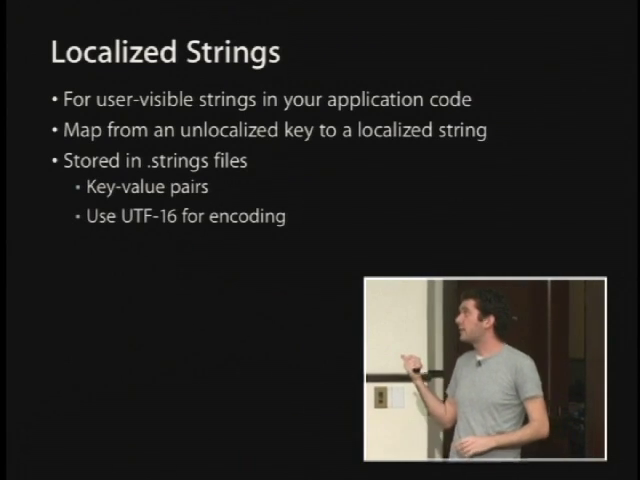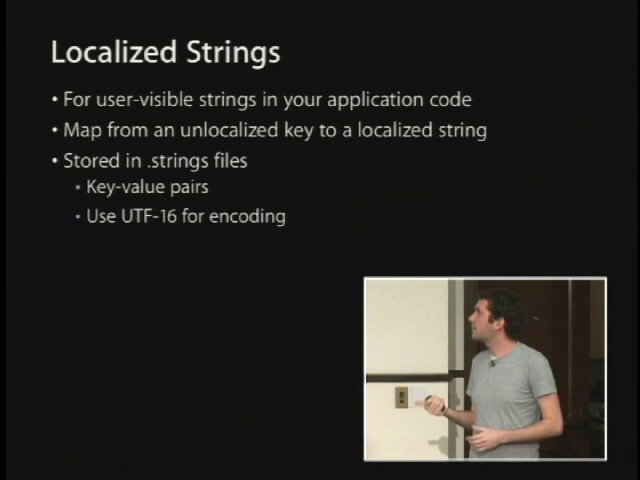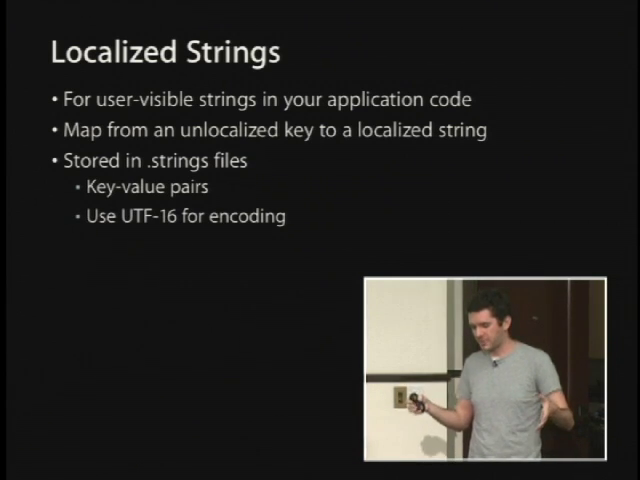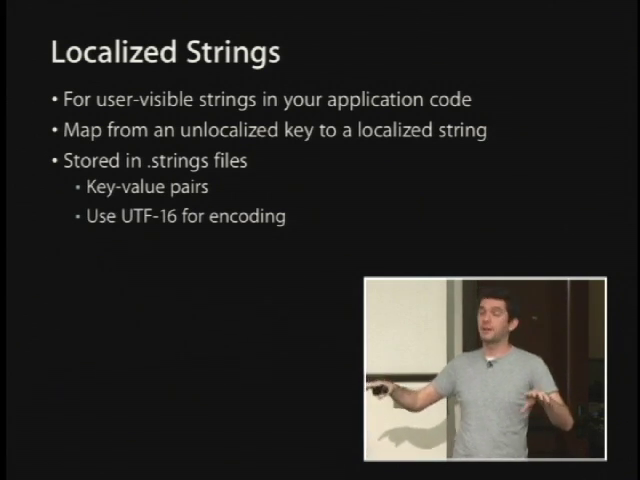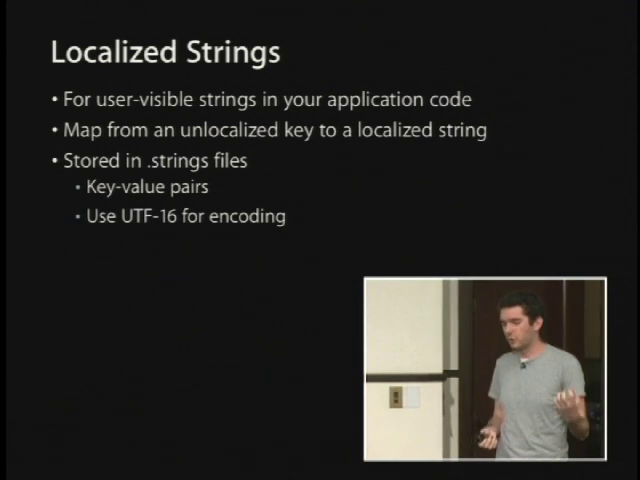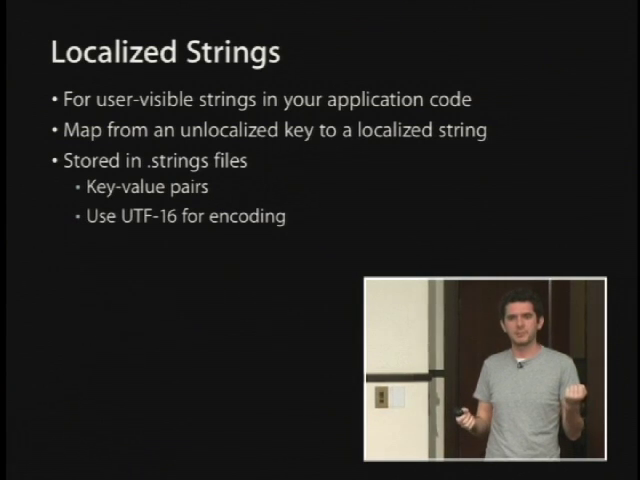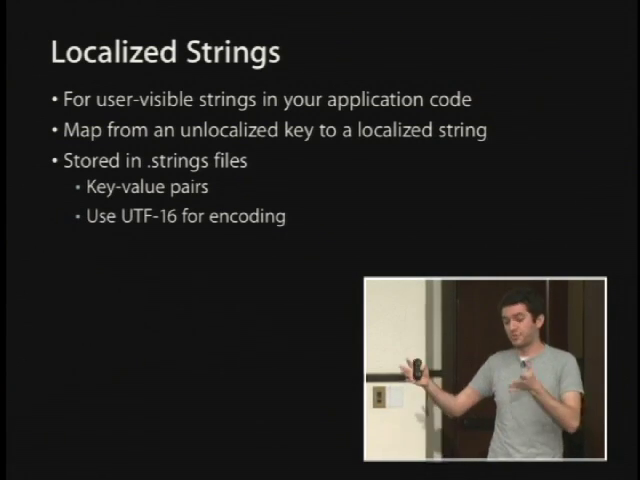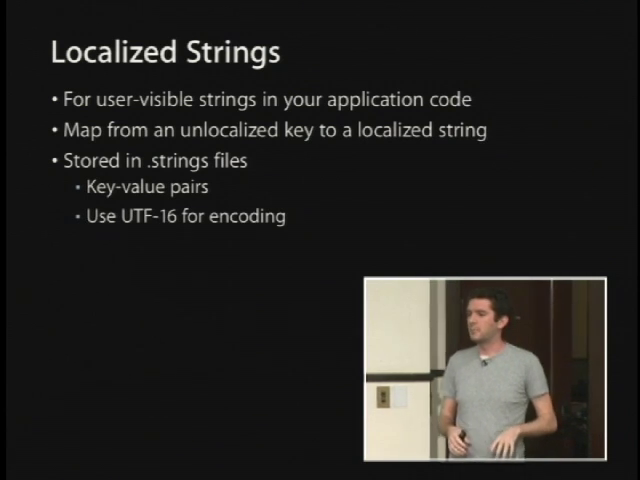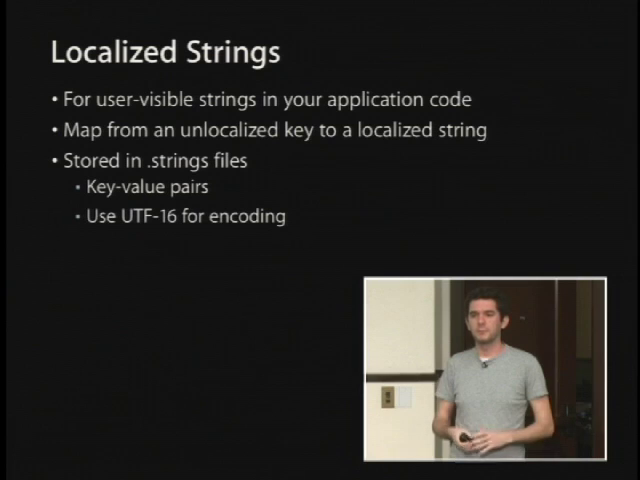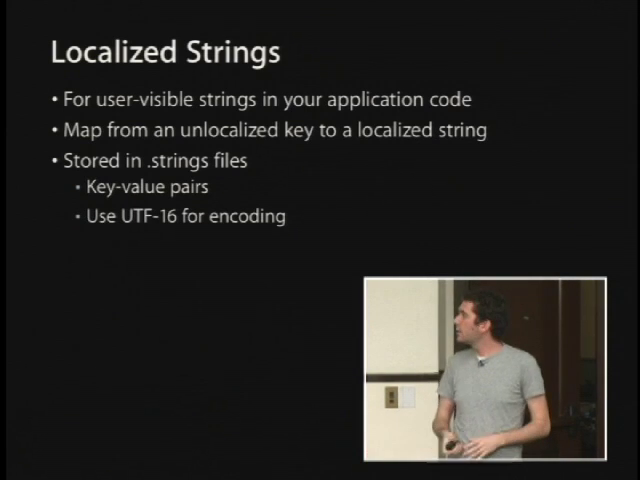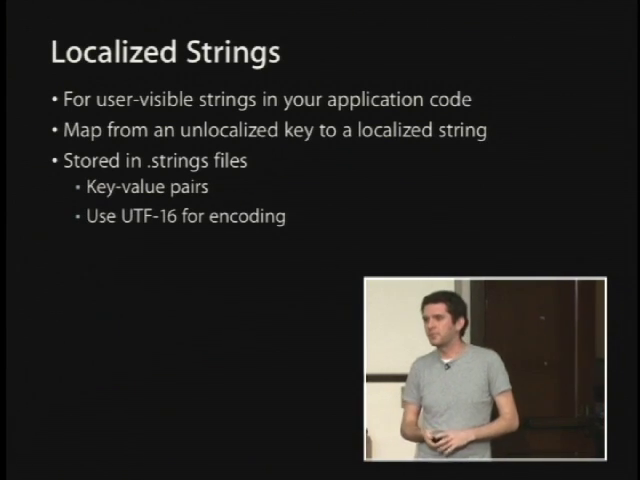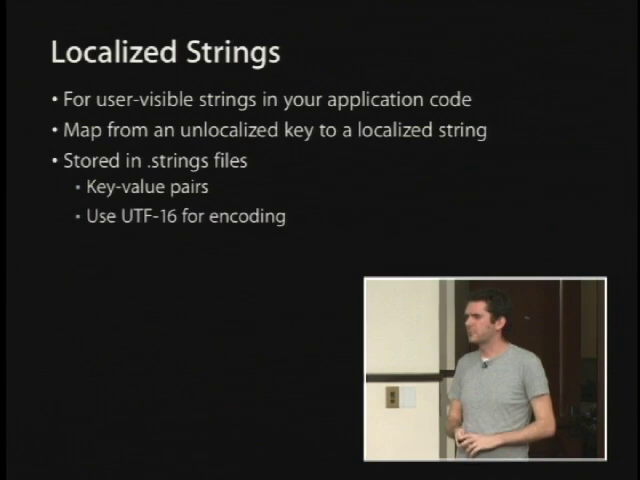For your localized strings files, you'll have these files that map from a string that you'll have in your code to whatever the string is that'll be displayed at runtime to the user. Basically, the unlocalized key, which is usually the same text as whatever the string is, but in your original language. And then the value for that key will be the localized version of that string. They're stored in strings files as key value pairs, and usually they're, I guess, UTF-16 for the encoding, although I'm not sure that that's actually a requirement.